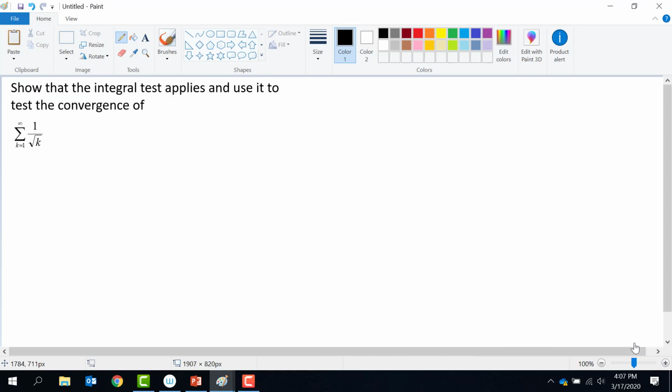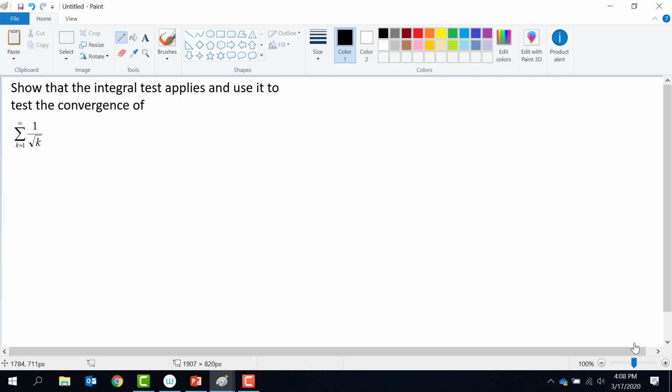Okay, so in our next example, we're going to start going over some very important types of series for us, because they're going to be very easy to identify, and very easy to tell whether they converge or diverge. The problem says to show that the integral test applies and use it to test the convergence. We're not going to show that the integral test applies.